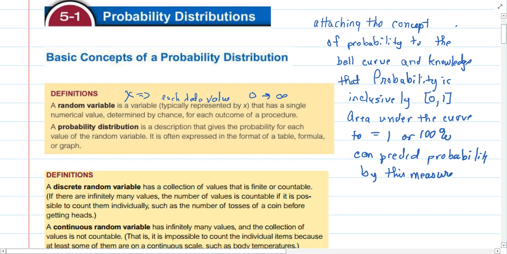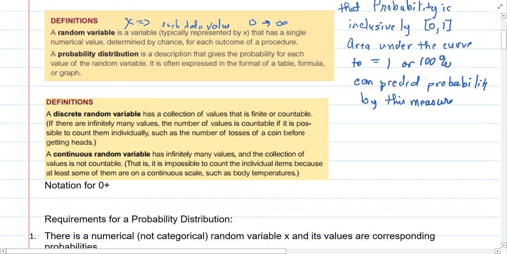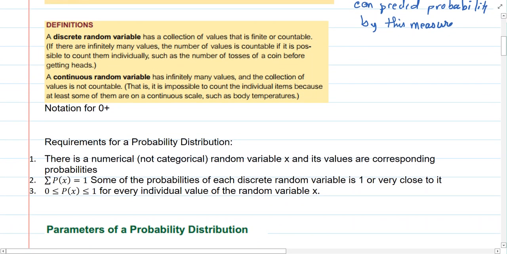A probability distribution is a description that gives the probability for each value of the random variable and is often expressed in the format of a table and formula. So what we're talking about first is that all probability is 1, and we're going to use that factor for each distinctive variable x, and x is a counting number, so that's going to be important. We have more definitions, and these are from the textbook.